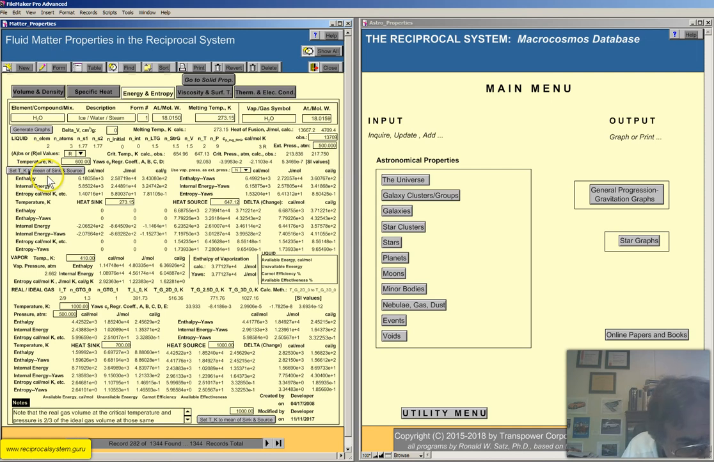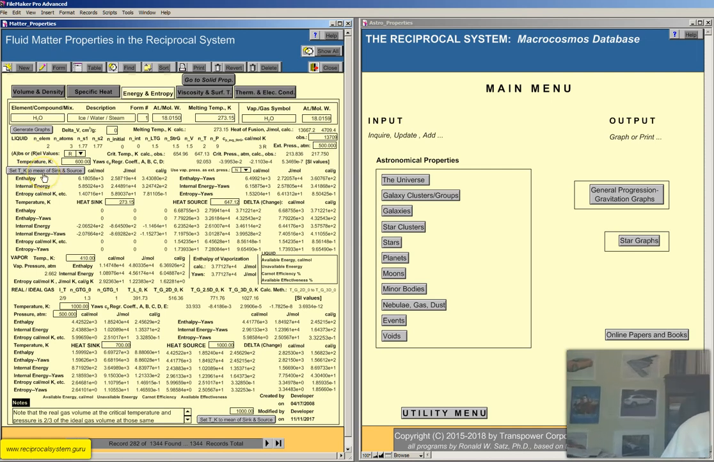Alright, anyway, if you want to set TK to the mean of the sink and the source, you can click that. That's an option. You can also use the vapor pressure as the external pressure.